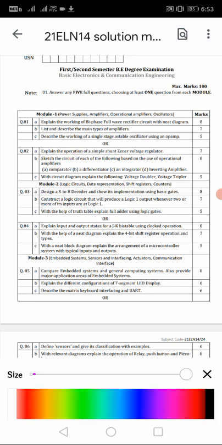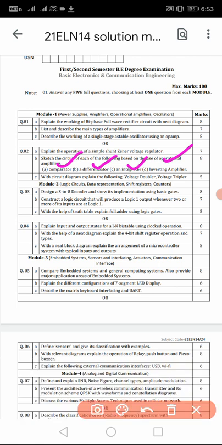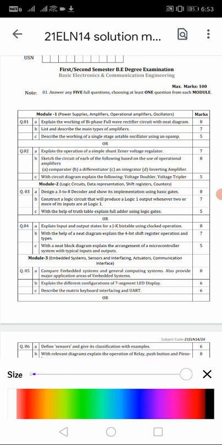I strongly suggest you read the op-amp comparator, differentiator, integrator, inverting amplifier, inverting summer and non-inverting summer. I strongly suggest you have the circuit diagram and explanation of these. So definitely this will give 8 marks in the main examination. Okay, so I will mark this as an almost important question.